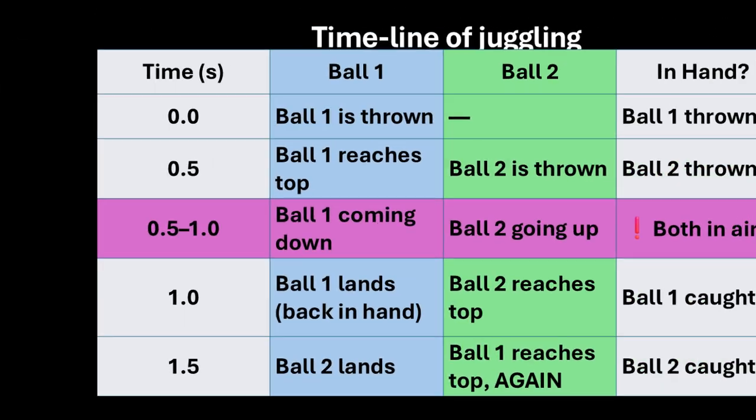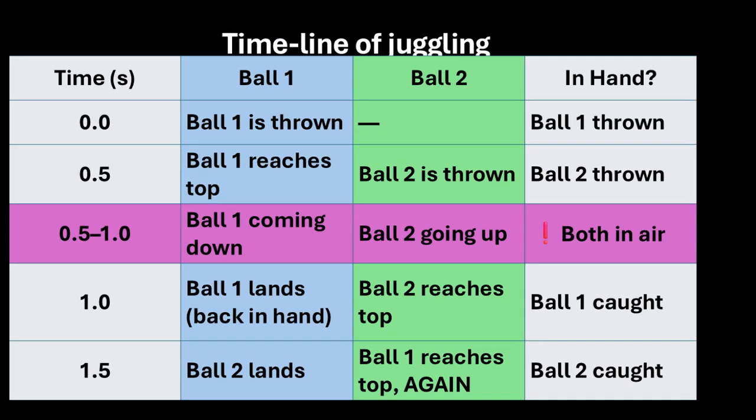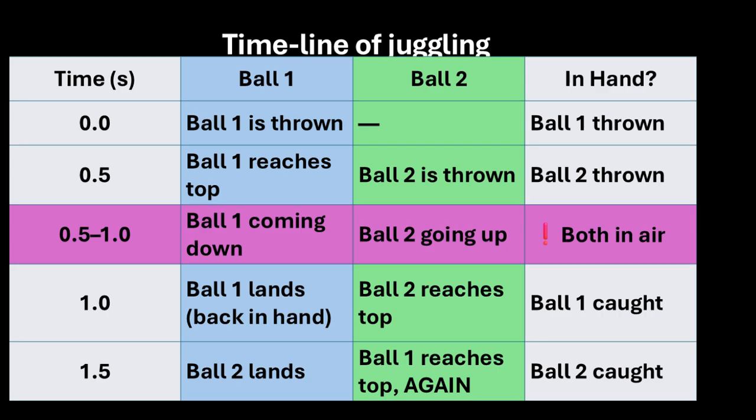Now let's slowly try to understand the table here, to understand the data and to mathematically represent the visualization of balls simultaneously in the air. What do I mean? At time t equal to 0, ball 1 is thrown. What has happened to ball 2? Ball 2 is still in the hand. Ball 1 is thrown, therefore ball 2 is in hand. Right?